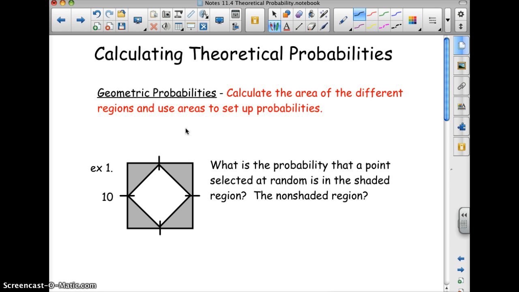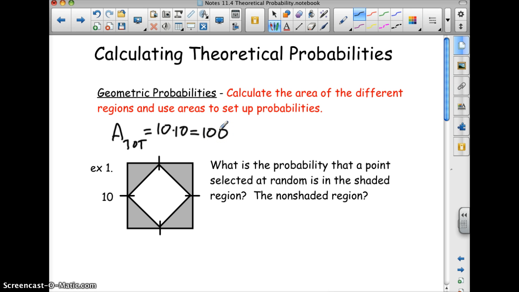Okay. So what is the probability that a point selected at random is in the shaded region? And then it says the non-shaded region. So we'll tackle these one at a time. This is a 10 by 10 square here, which is the total area. So the total area, as long as I'm thinking about that, I know I'm going to need it, is 10 by 10, which is 100.